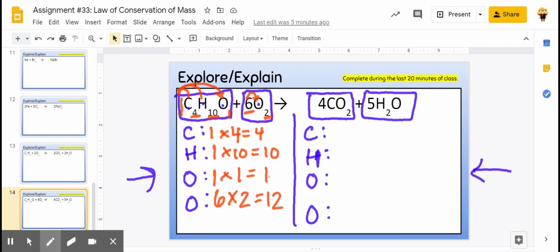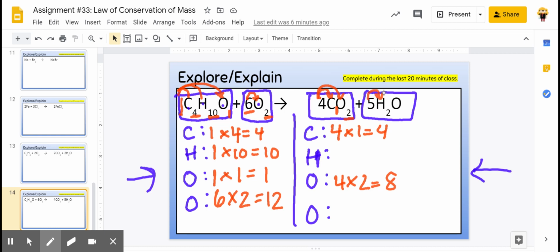All right, let's look over on the product side. We have a coefficient of 4. That goes with the C, it goes with the O, and then we see a stop sign right here. And so this coefficient only goes in with our boxed formula. 4 times an invisible number 1 equals 4 carbon. 4 times 2 equals 8 oxygen. Now we're at a new formula.